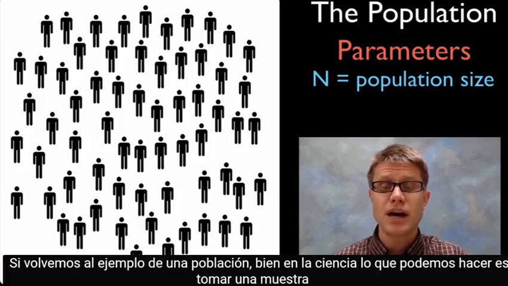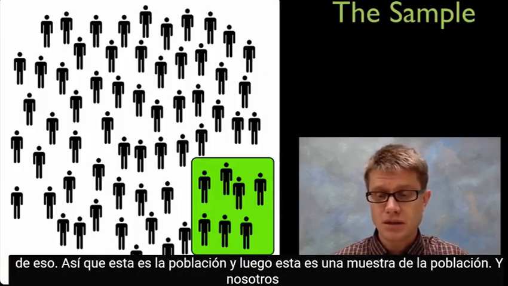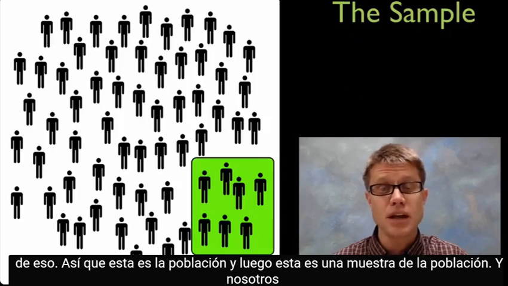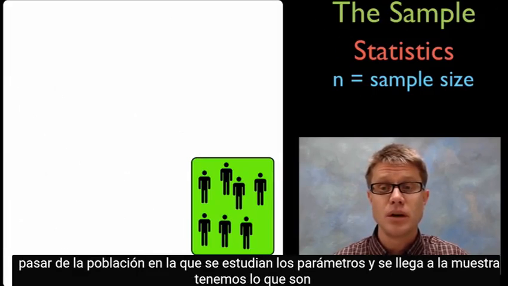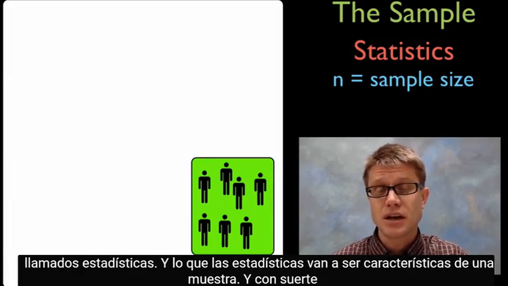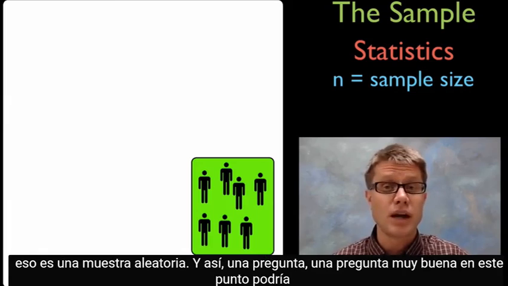And so if we go back to an example of a population, well, in science what we can do is we can take a sample of that. If this is the population, then this is a sample of the population. And as we move from population, where we study parameters, to the sample, we have what are called statistics. Statistics are going to be characteristics of a sample. And hopefully that's a random sample.